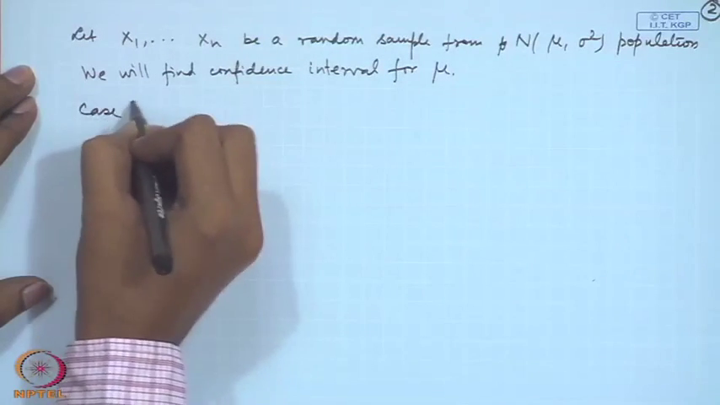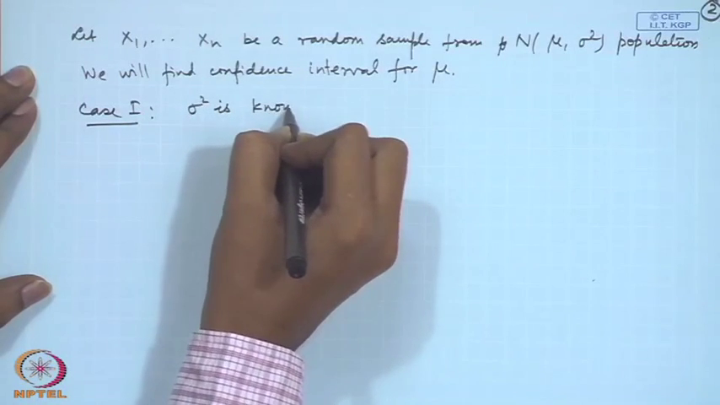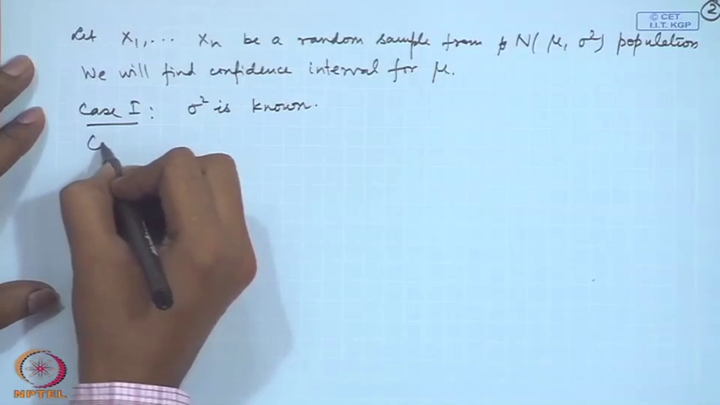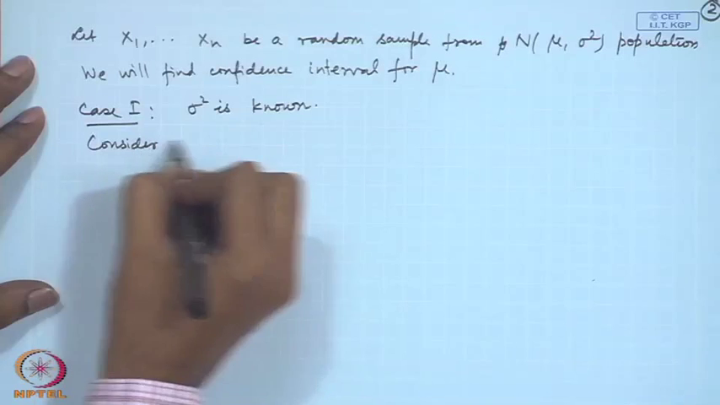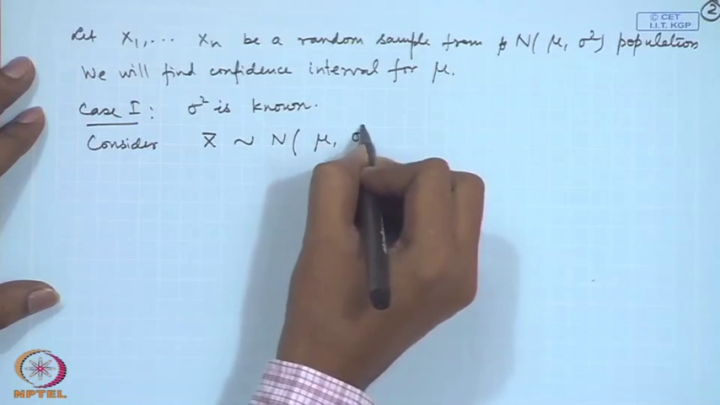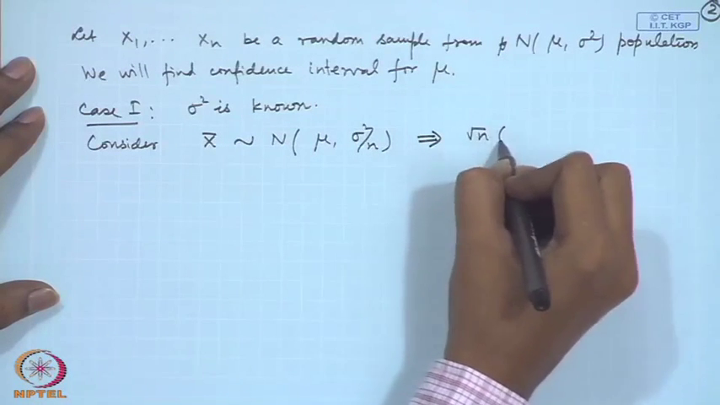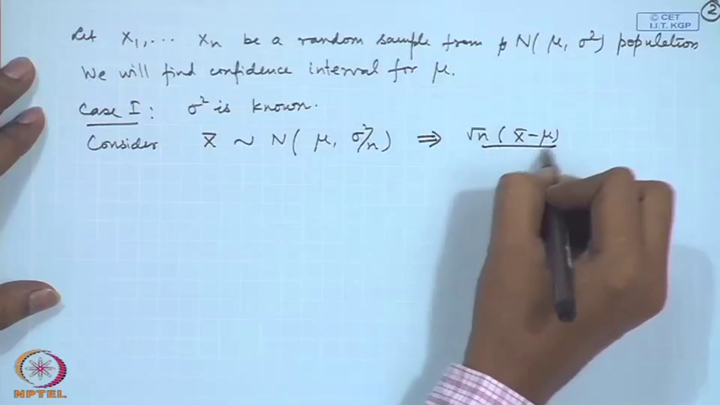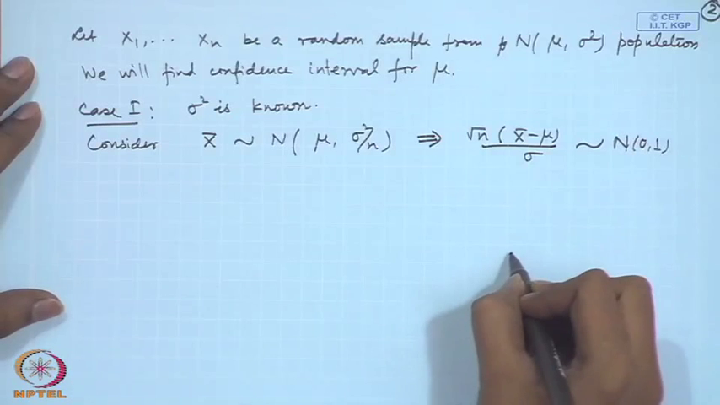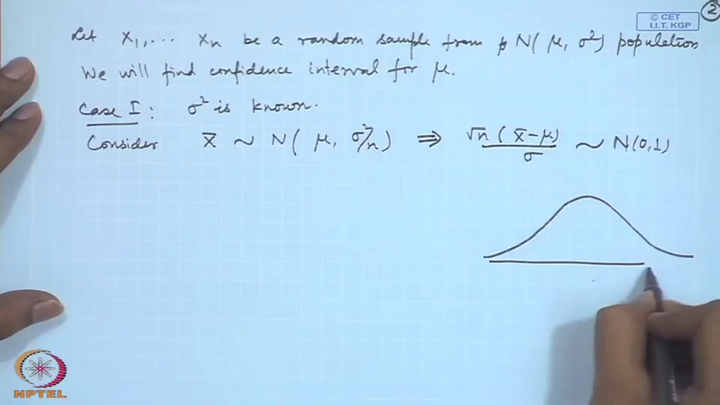Now, there can be two cases. First, sigma square is known. In that case, this is a one parameter problem. If sigma square is known, let us consider x bar. So, x bar follows normal mu sigma square by n. So, we can construct square root n times x bar minus mu by sigma, which follows normal 0 1. So, if we consider the normal curve here, the standard normal distribution.